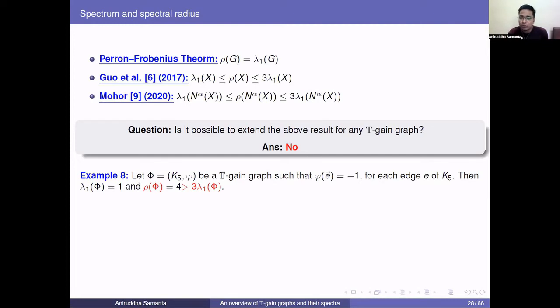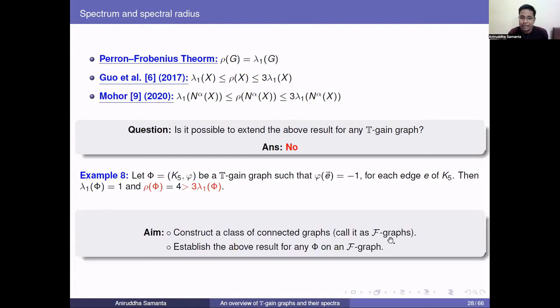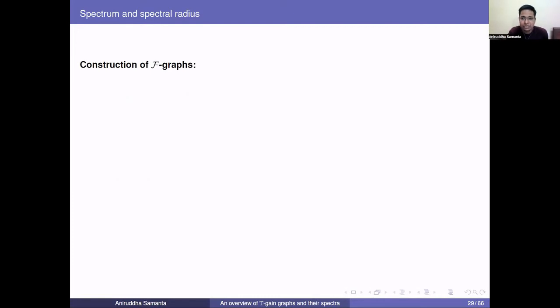However, we construct some class of graphs for which it is possible. One such construction we call an F graph. We establish the above results for any T-gain graph phi on an F graph. So what is an F graph? The construction of an F graph.